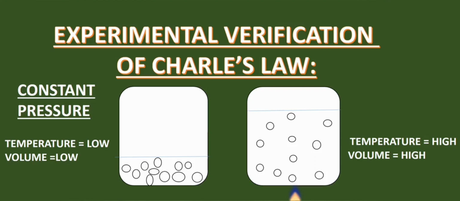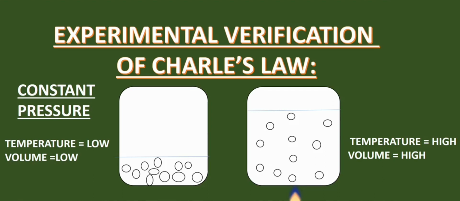So at low temperature, the kinetic energy of the molecules decreases. As a result, the number of collisions of the molecules per second with the walls of the container also decreases. So at a constant pressure, the volume must decrease. It shows that at a constant pressure, the volume of a gas is directly proportional to the temperature, or in simple words, we can say that, as you can see here in a diagram, at the low temperature, the volume of a gas is also low.